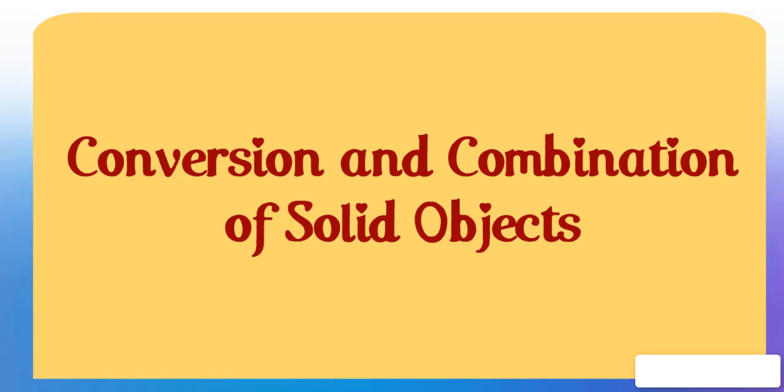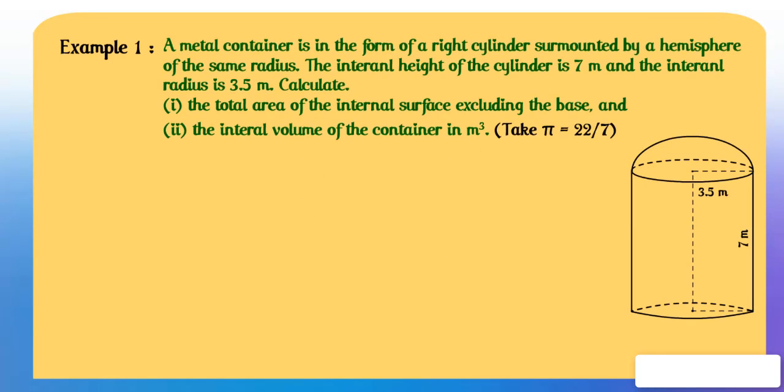Conversion and combination of solid objects. Let's take the next example. A metal container is in the form of a right cylinder surmounted by a hemisphere of the same radius. The internal height of the cylinder is 7 meter and internal radius is 3.5 meter. Calculate first the total area of the internal surface excluding the base and second the internal volume of the container in meter cube. Take pi equal to 22 by 7.